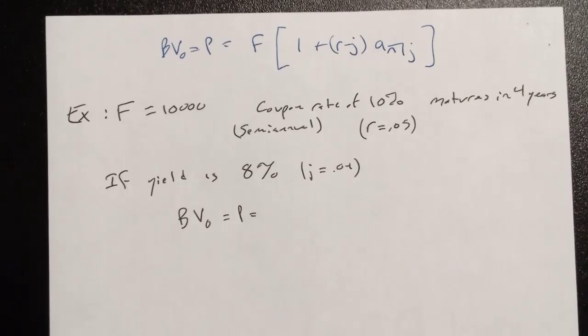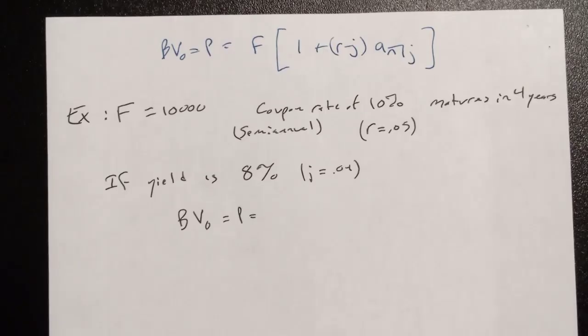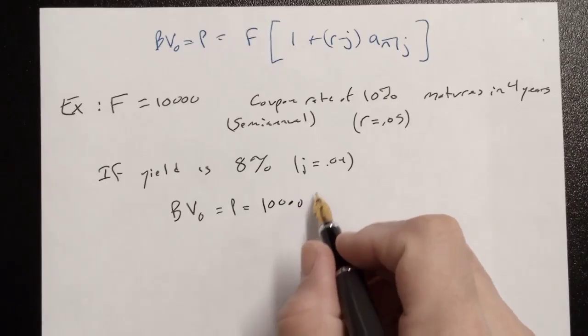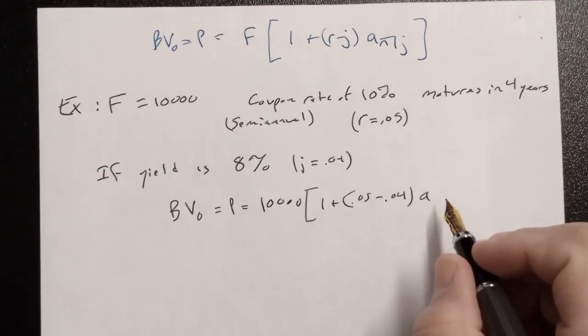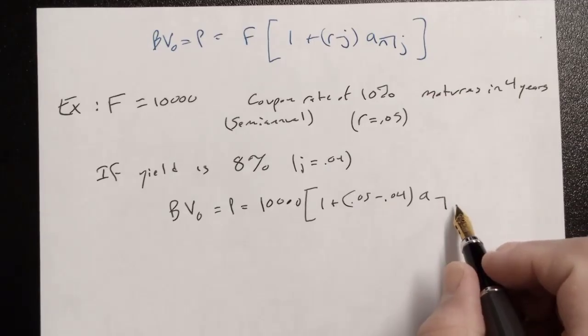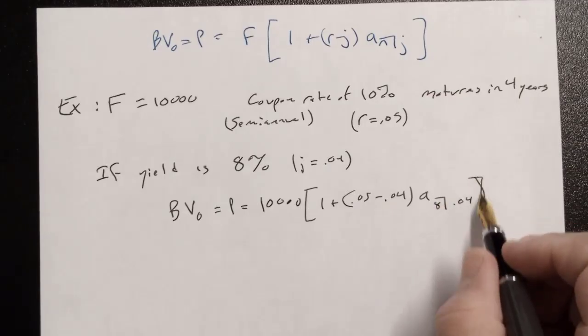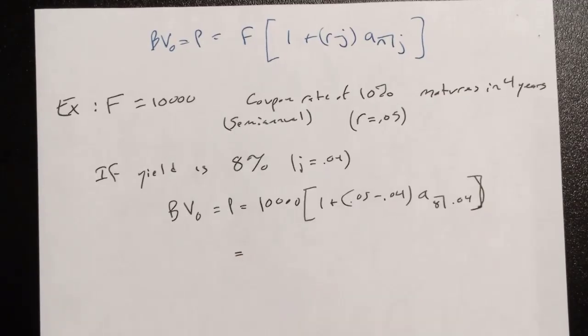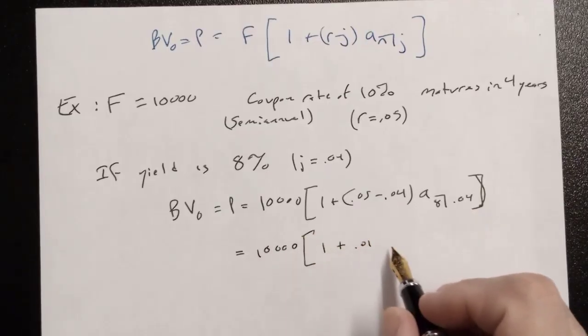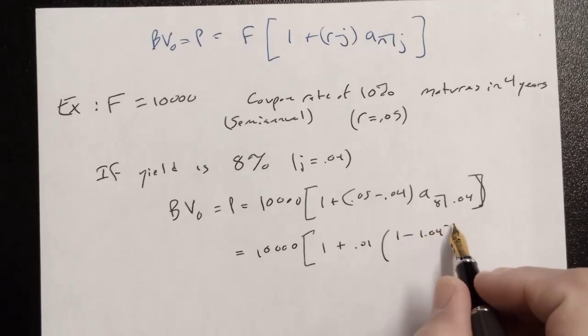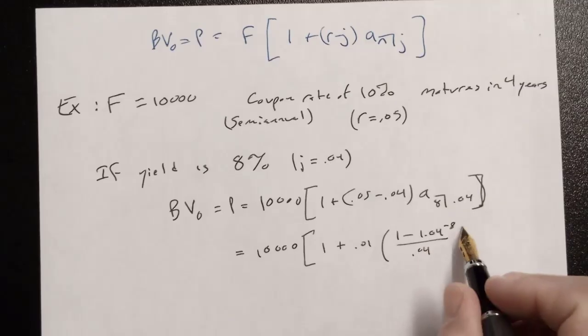My calculator. What's N? Great. So I need this number. 10,000, 1 plus 0.01, 1 minus 1.04 to the negative 8 over 0.04.